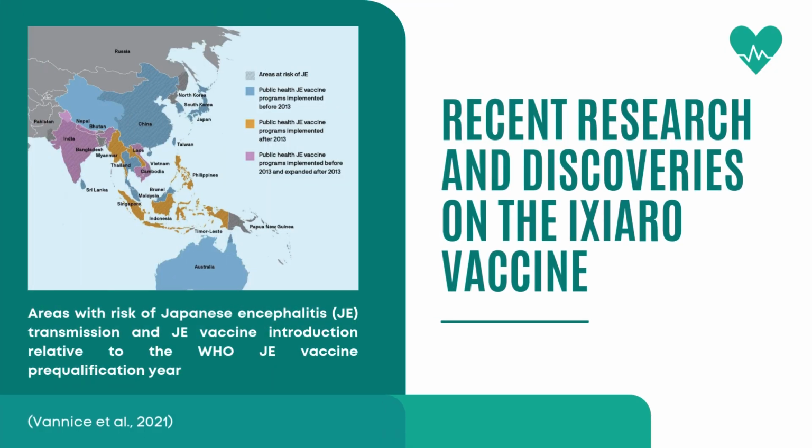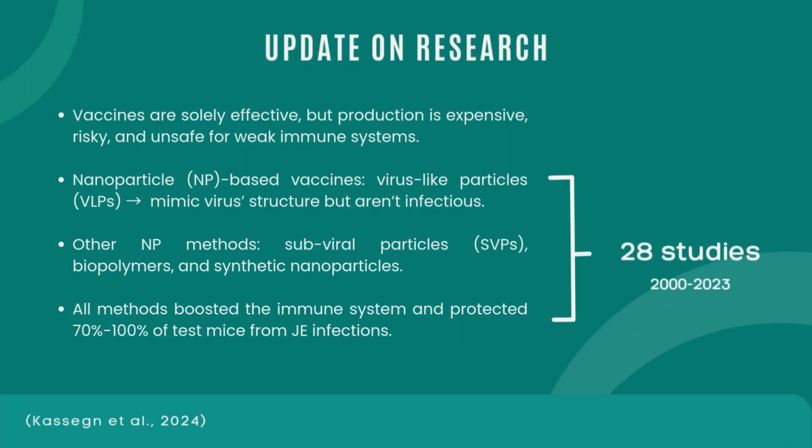Moving on to recent research and discoveries on the Ixiaro vaccine. Vaccination is the only effective strategy against Japanese encephalitis, but producing vaccines requires growing the virus in labs, which is expensive, risky, and unsafe for those with weak immune systems. Researchers are exploring nanoparticle-based vaccines to address these issues.